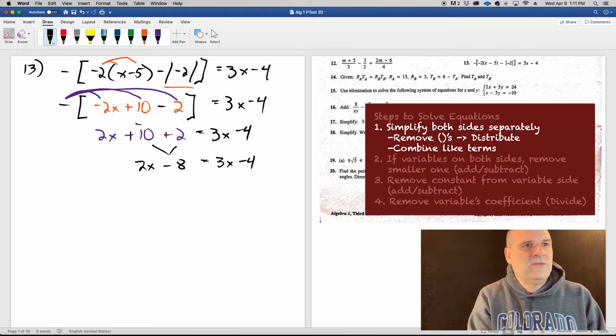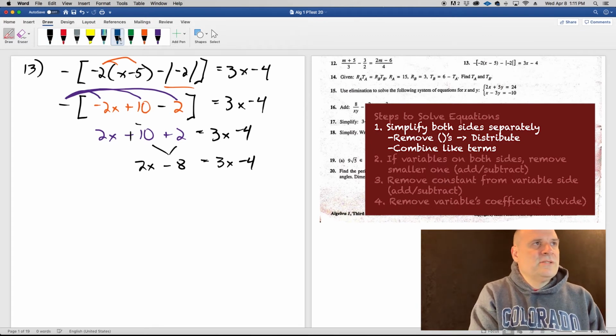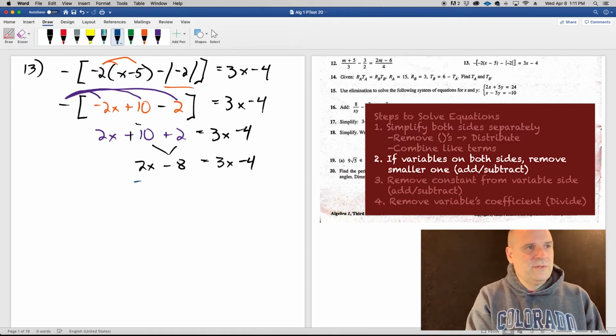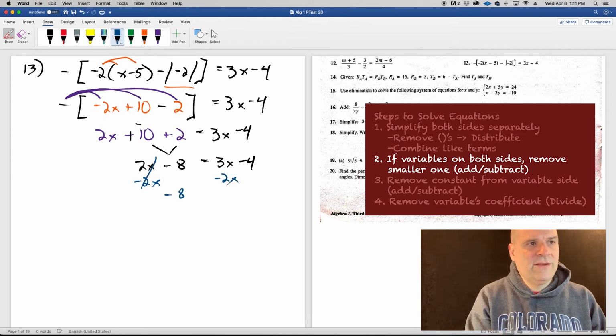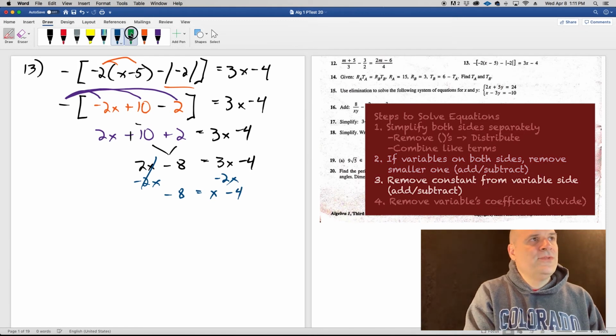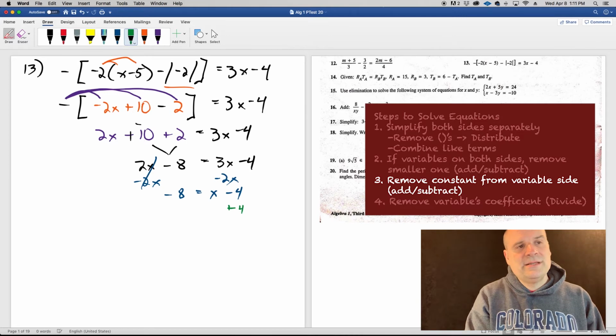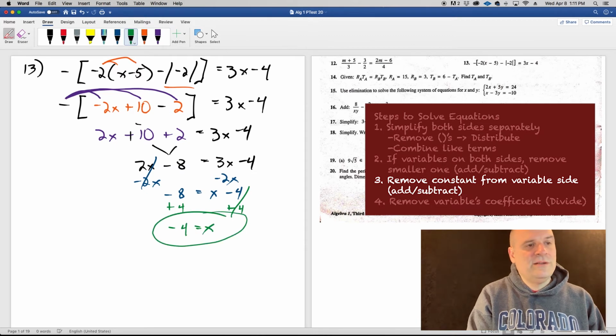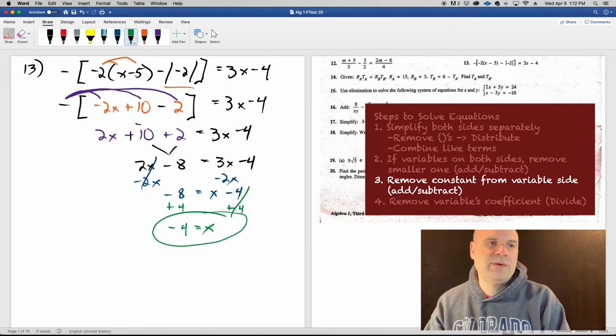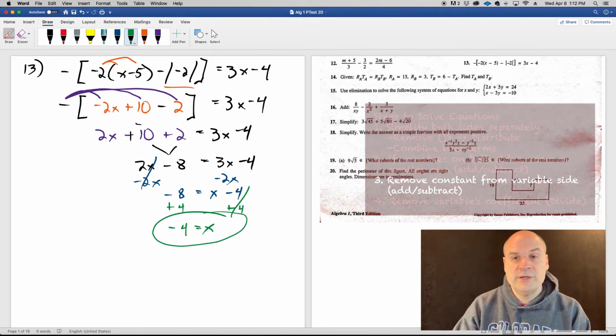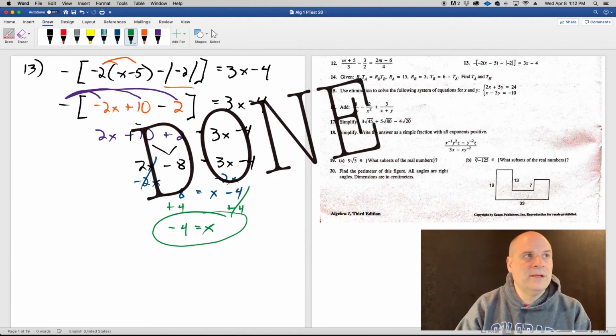Equals 3x minus 4. All right, second step to solving equations is get rid of the smaller variable term. It's 2x, so get rid of 2x. So you're left with negative 8 equals 1x, or just x, minus 4. All right, third step, get rid of the constant on the variable side, which is the right side now, so add 4 to both sides. So negative 4 equals x, and then you're done. You don't even have to do step 4, which is divide by a variable's coefficient, because there is none. Good, good? All right, good job.